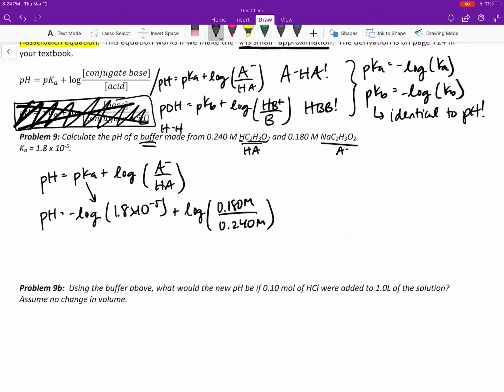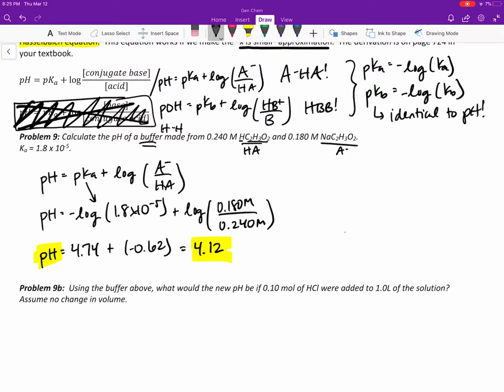And I'm going to plug in the values of the concentration as they show up in the problem given. So when I take the negative log of the Ka, I get 4.74. And when I take the log of my A-/HA, I'm going to get negative 0.62, which means my pH is going to be 4.12 of what I'm starting with, of my buffer.